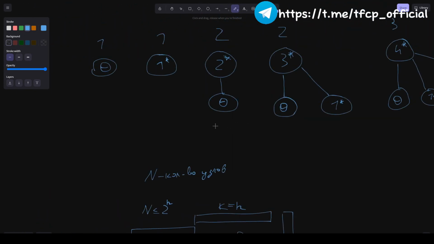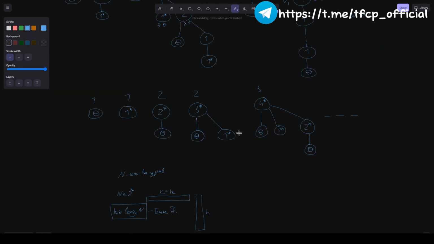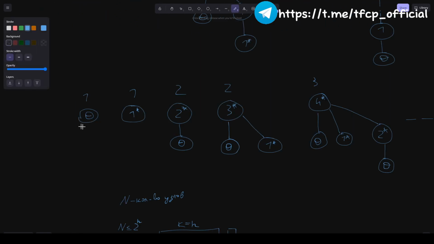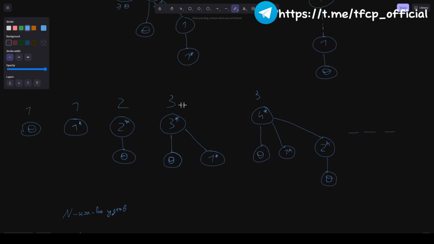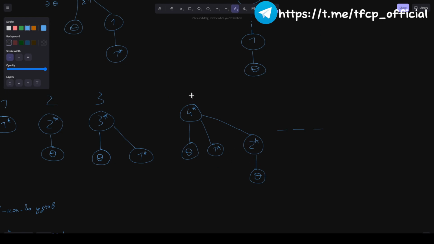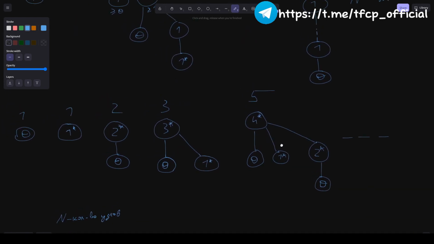We'll have to draw it, but we can find some relationship regarding the number of nodes. Let's count the number of nodes in each tree. Here we have 1 node, here also 1, here 2, here 3 nodes, and here we have 1, 2, 3, 4, 5 nodes. Attention, question: how many nodes will there be in a binomial tree of rank 5 if we compress it to the maximum? What is the minimum number of nodes in a tree of rank 5?